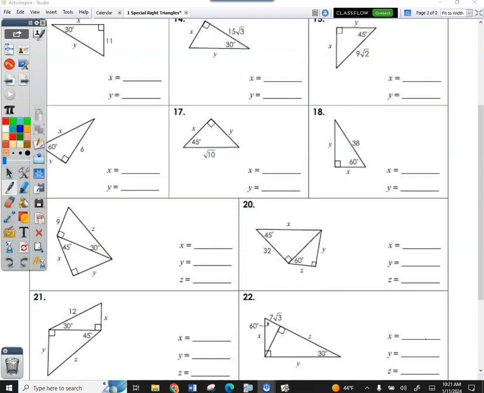I'm going to work number 17 from the back of that notes paper, because you will notice that the radical is not a 2 or a 3. So let's look at 17. Y'all stay with me. Okay, so 17 is a 45, 45, 90. And they give me the hypotenuse is 10. So the hypotenuse is the leg times root 2. We got root 10. This is on the back of the notes. It's not ugly, it's different. So I will divide by the root 2.